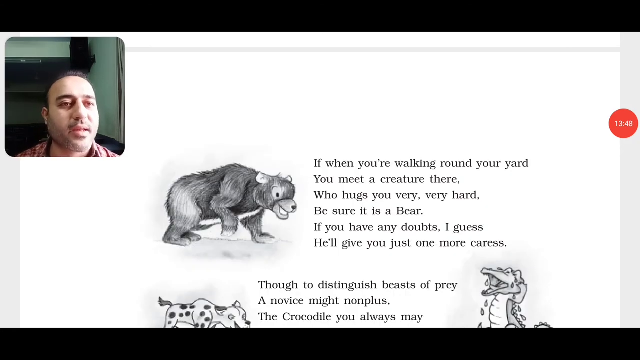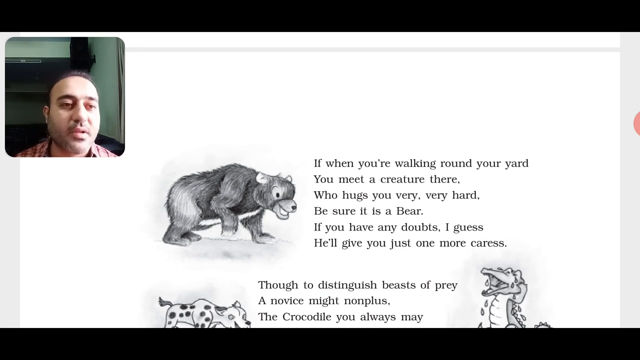Now the next paragraph is, when you are walking around your yard, meaning lawn, you meet a creature there who hugs you very hard. That means if you are walking in the yard or a lawn, and immediately from the back side anyone hugs you so tightly that you can die from it, then we should understand that it is a bear. If you still have any kind of doubt, we can guess.